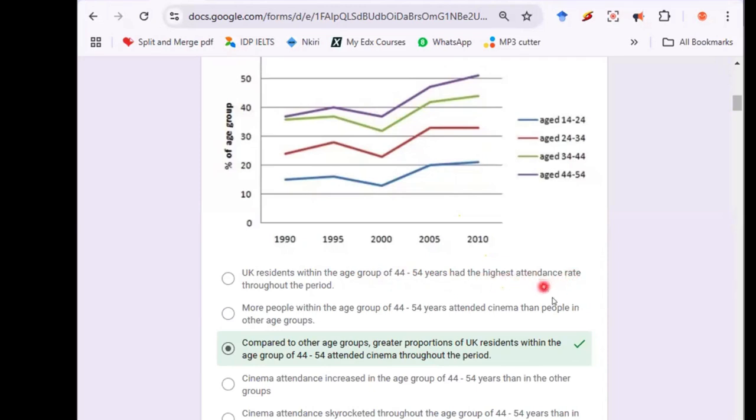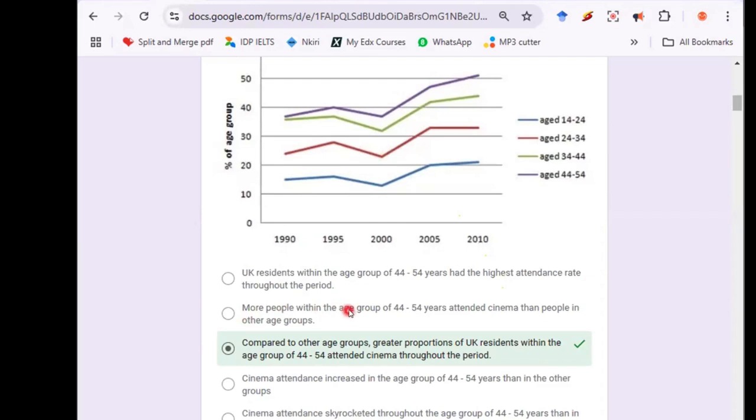Remember what I said earlier on? That rate thing. Avoid it. If you don't see rate in the question, don't use it. That's why this number 1 is wrong, because it's confusing. Highest attendance rates. No. It might not be correct. This graph is not about attendance rates. It's about the proportion that attended cinema. Attendance rate actually means something else. That's for statistics.